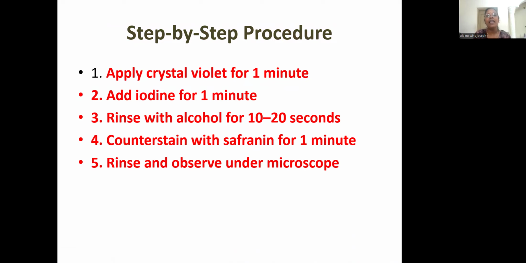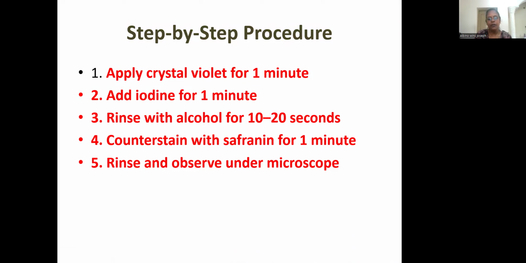Here you can see the procedure of gram staining. First, you have to prepare a bacterial smear on a glass slide, and the slide should be very clean. For this, we have to use an inoculation loop. With the help of the inoculation loop, you take the bacteria and smear it on the glass slide. After that, the first step is to apply crystal violet. Add the dye and then wait for 1 minute.